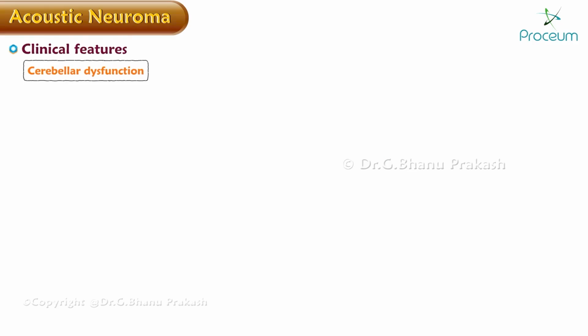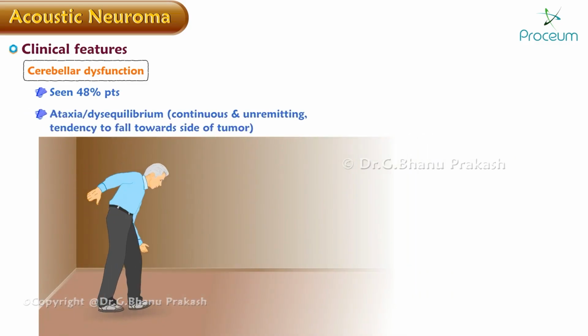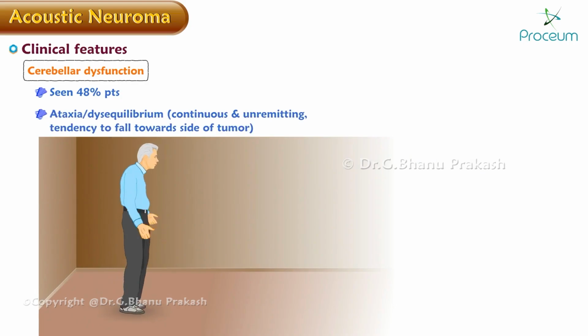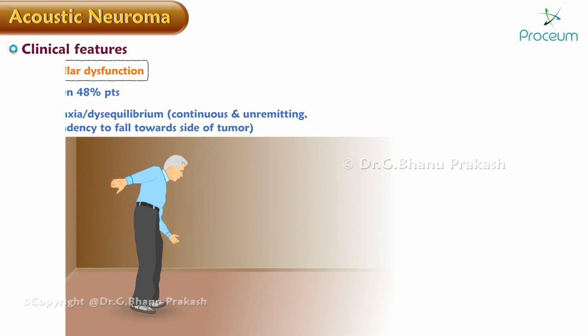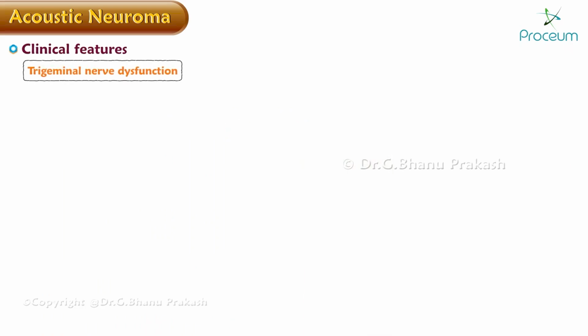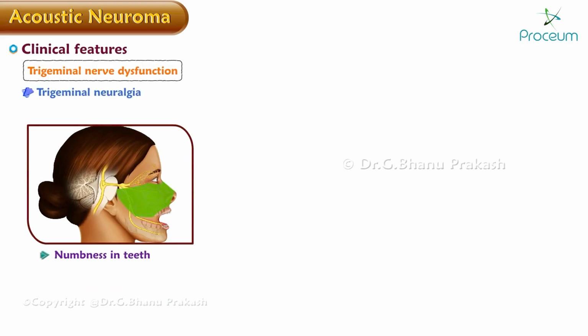Cerebellar dysfunction. Seen in around 48% of the patients. Ataxia or disequilibrium, which is continuous and unremitting, with the tendency to fall towards the side of the tumor, is the presenting feature. Trigeminal nerve dysfunction. It presents as numbness in the teeth and hypoesthesia of the midfacial region, atypically trigeminal neuralgia.